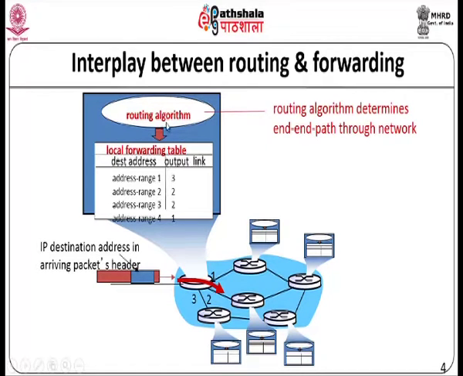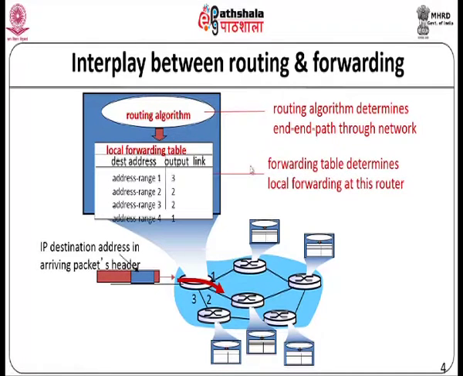So, this routing algorithm determines the end-to-end path through the network, right. So, this is fixed based on how you reach the destination based on the end-to-end path information. Now, this information determines the local forwarding at this router. That is, at this router it has to be sent on this particular path, right, and that is it has to be sent out through a particular output link. So, that information is what is specified by the forwarding mechanism. Routing algorithm is the one that is responsible for identifying the end-to-end path throughout the network.